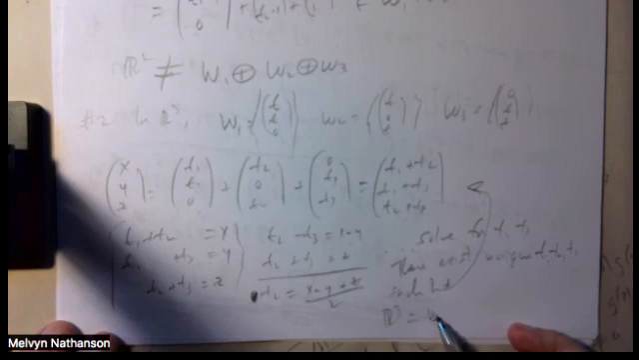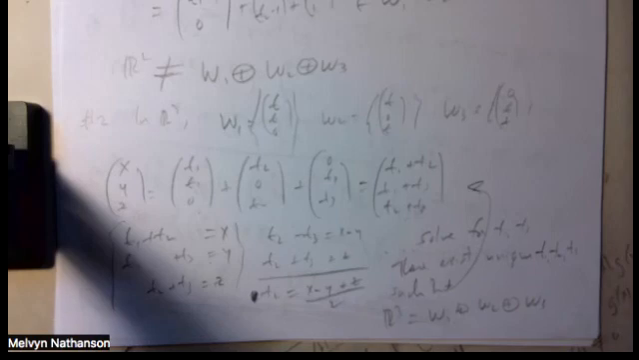So there exist unique numbers t1, t2, t3 such that this equation is satisfied, which means that R3 is the direct sum of these subspaces.